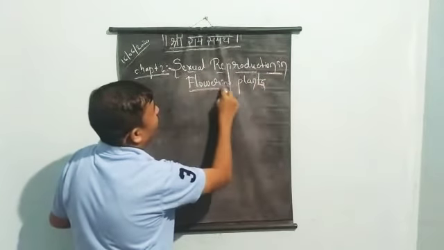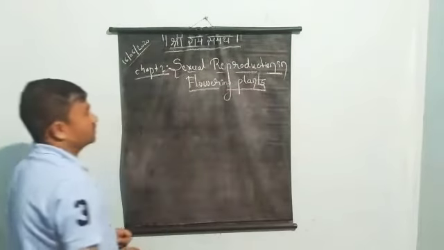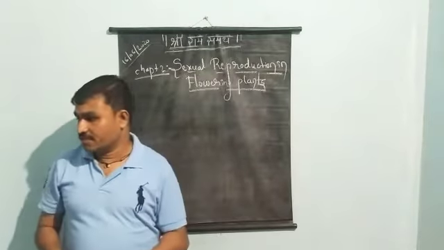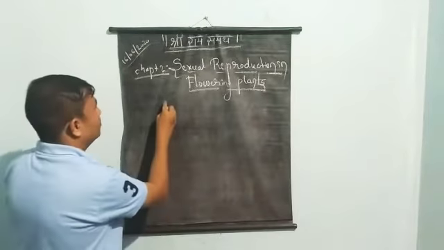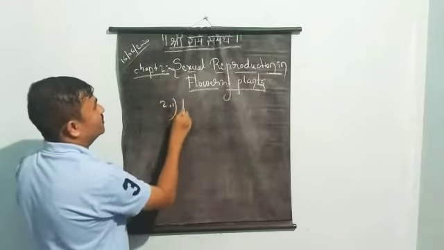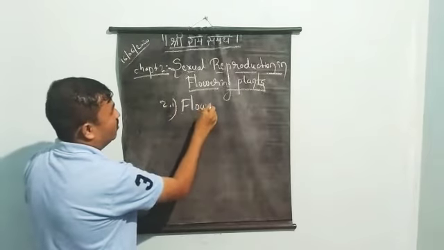Reproduction in flowering plants. Okay, let us discuss what are the concepts we are going to discuss in that chapter. This first one, flower. Concept 2.1, that is flower, a fascinating organ of angiosperms.